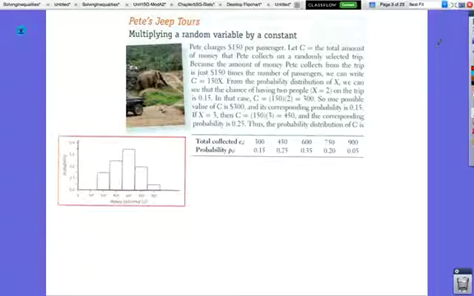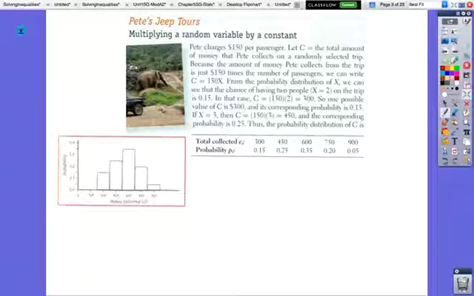He charges $150 per passenger. We're going to let C equal the total amount of money that Pete collects on a randomly selected trip. Because the amount of money that Pete collects from the trip is just 150 times the number of passengers, we can write C, which is the money that he collects, as 150 times X.